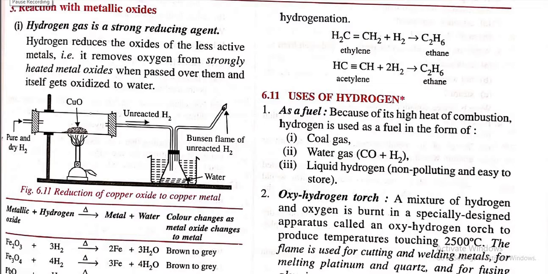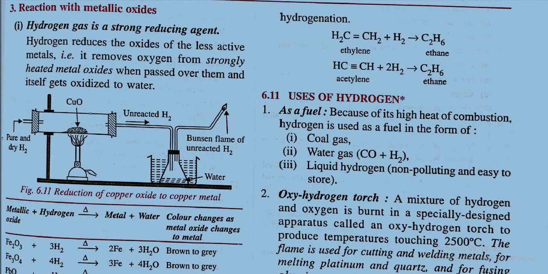In our last session we have seen the properties of hydrogen, and in that we came to know about the physical properties of hydrogen. After that we have seen the chemical properties of hydrogen, and we have seen the reaction of hydrogen with metals and reaction of hydrogen with non-metals. Okay, now today we are going to see reaction with metallic oxides. That means what happens when hydrogen reacts with the metallic oxides.